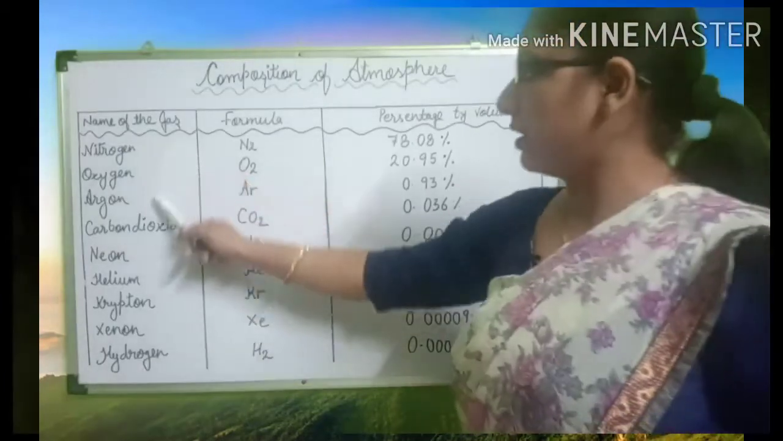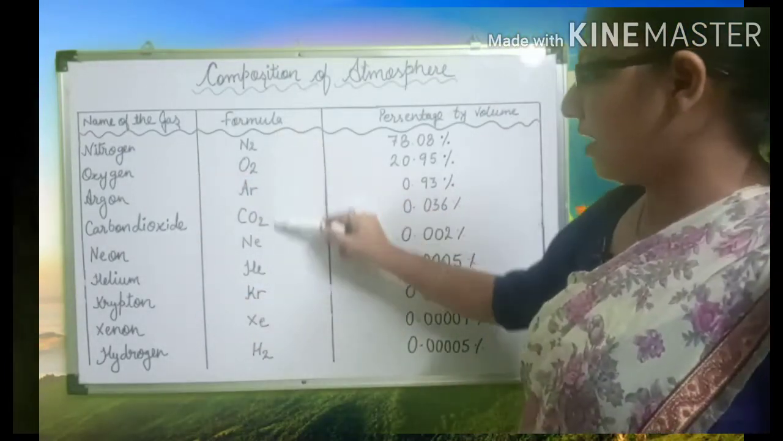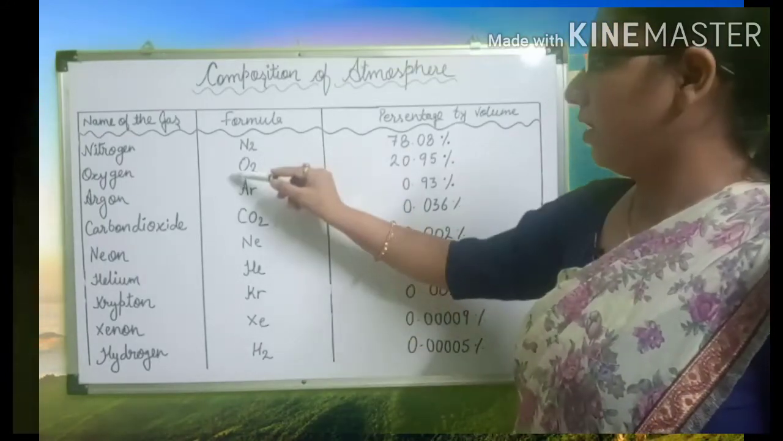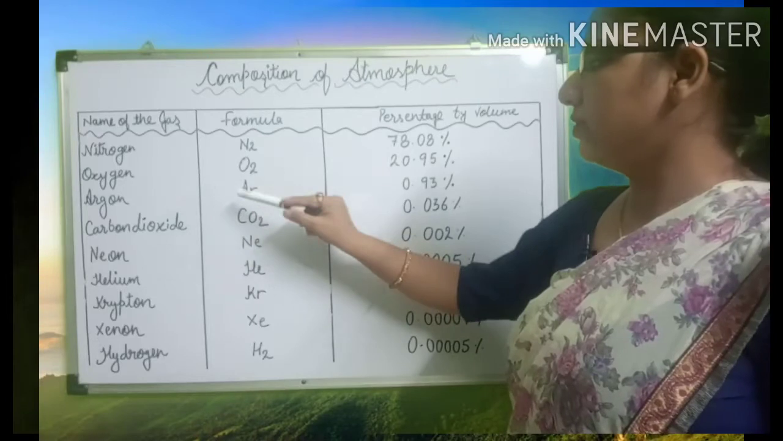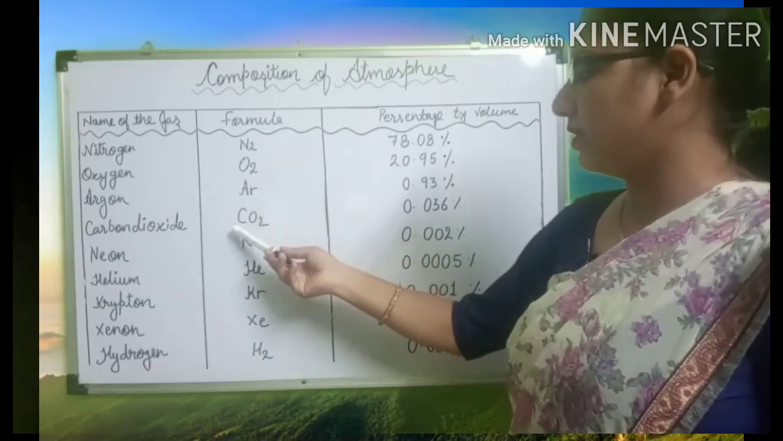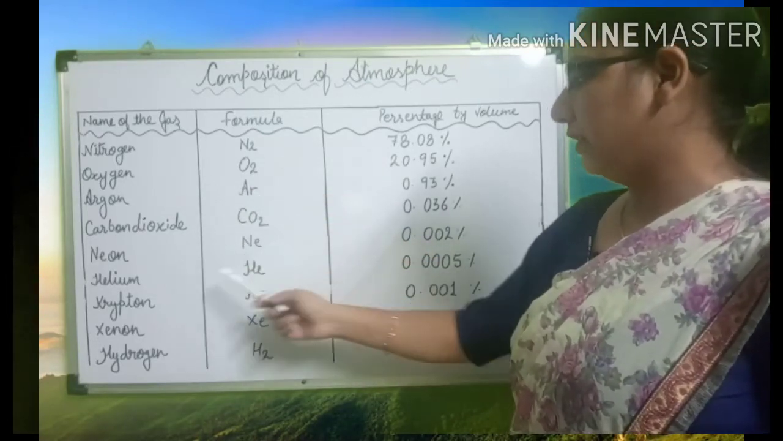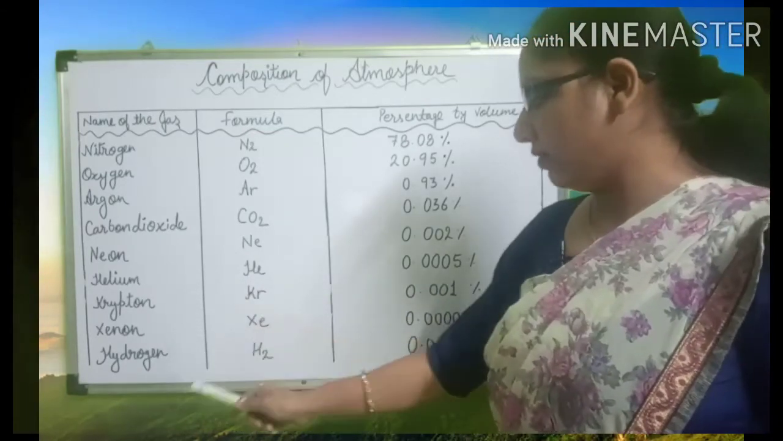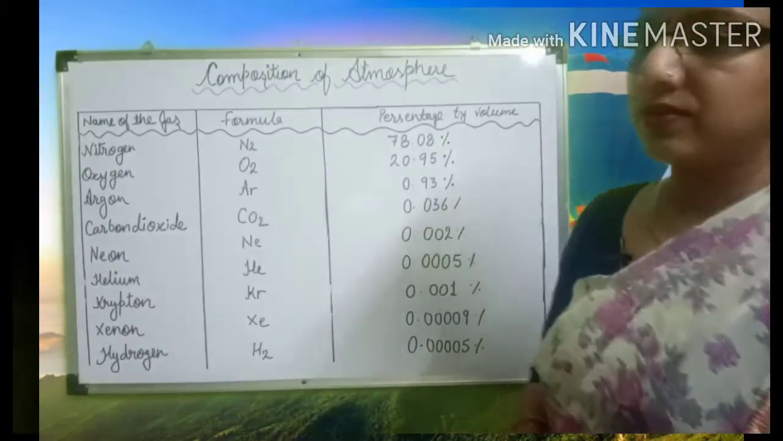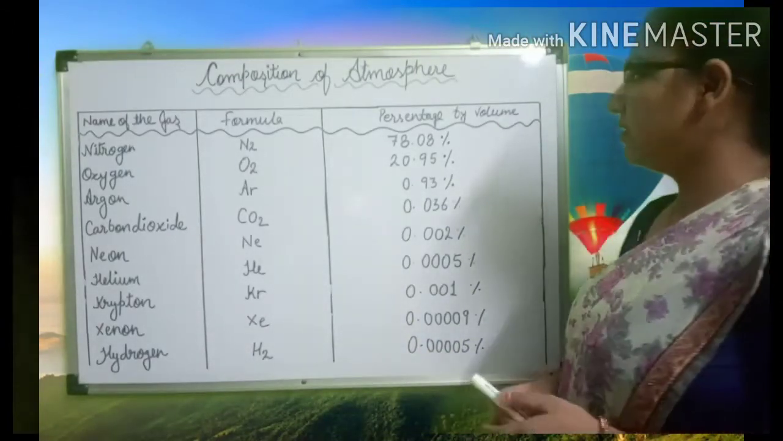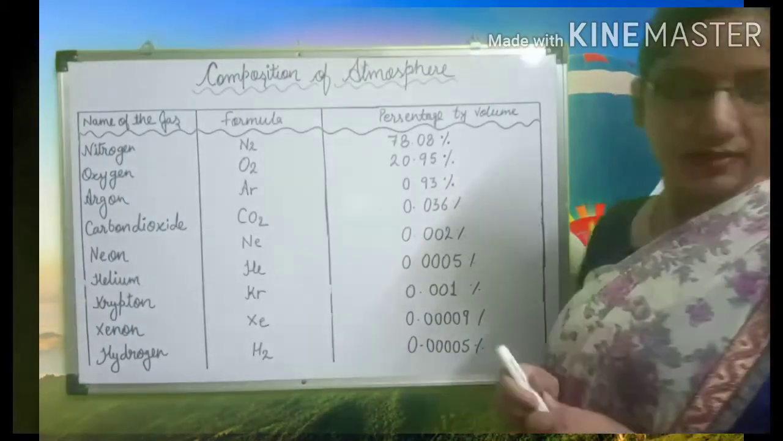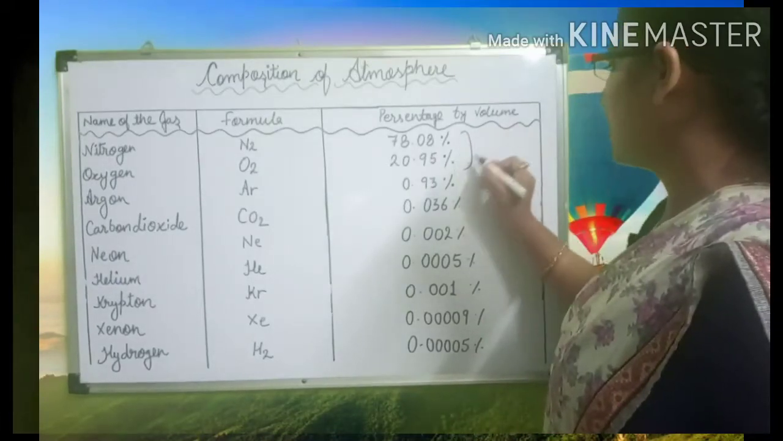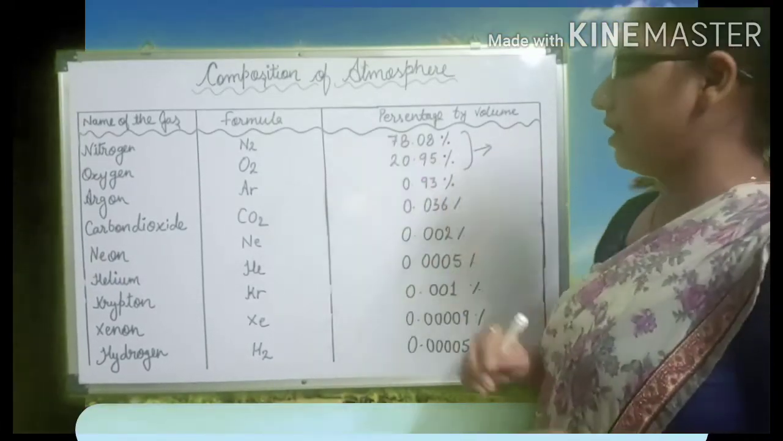So students, these are the major gases and these are the formulas of these gases. Nitrogen is known as N2, oxygen is O2, argon is Ar, carbon dioxide is CO2, neon Ne, helium He, krypton Kr, xenon Xe, and hydrogen H2. Okay, so students, the amounts of these gases are also different. If we talk about the major gases, the two major gases are nitrogen and oxygen.